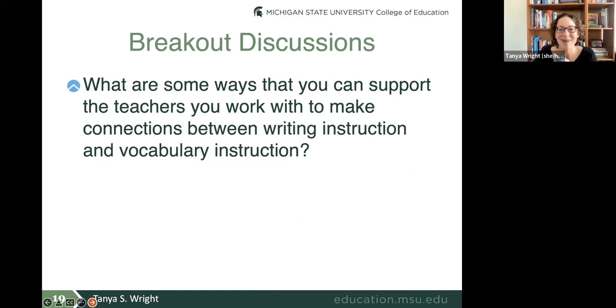And the prompt I was hoping we could talk about is: what are some ways you can support the teachers you work with to make connections between writing instruction and vocabulary instruction, specifically in your context, because you know the writing instruction that might already be happening in your context.